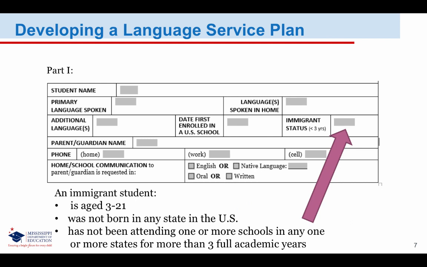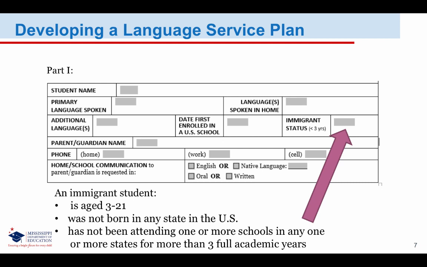It is very important to know whether the student is an immigrant student. An immigrant student is aged 3 to 21, was not born in any state in the U.S., and has not been attending one or more schools in any one or more states for more than 3 full academic years.